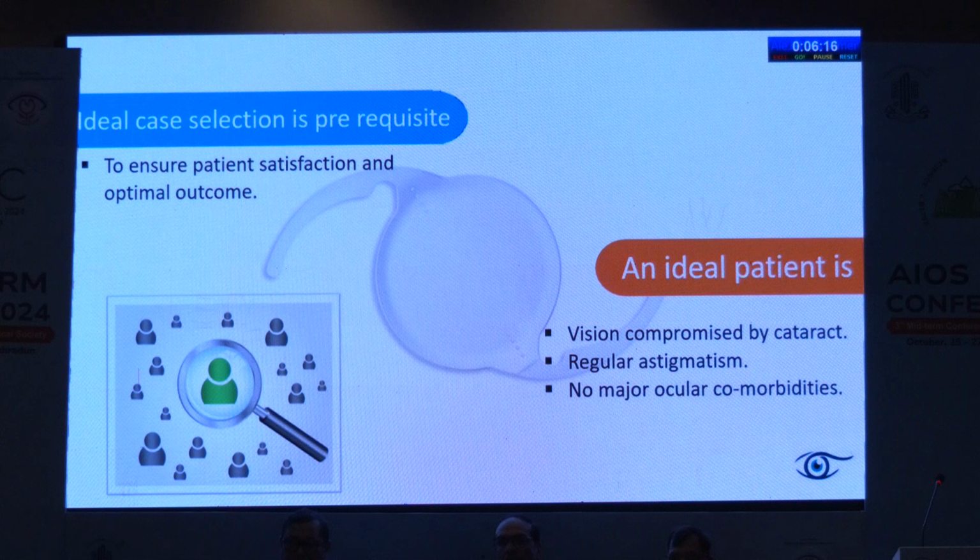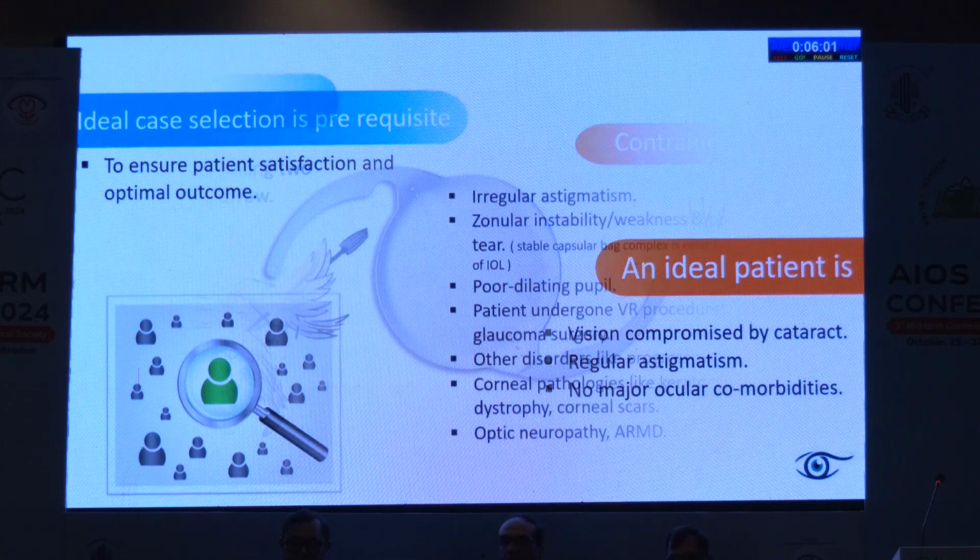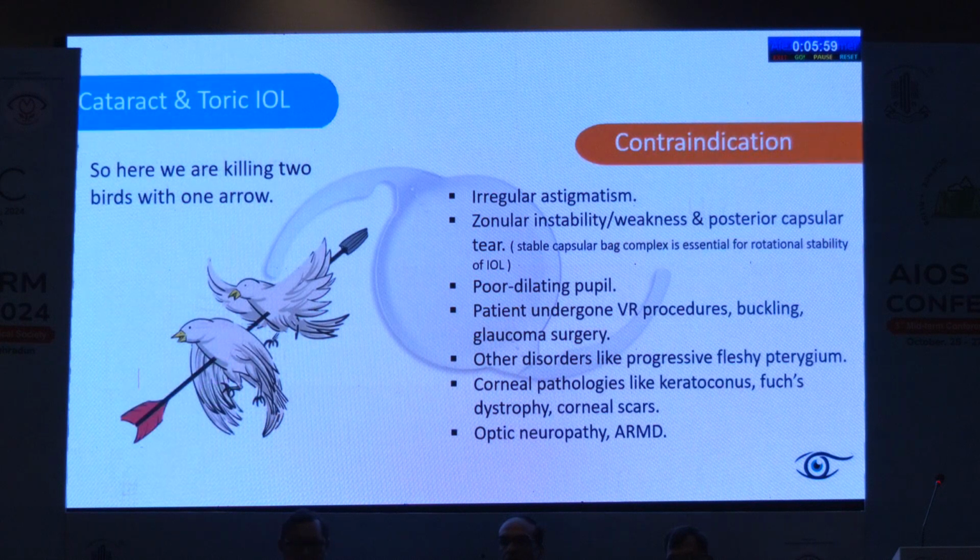Ideally, a patient for toric is where the vision is compromised by cataract, he has regular astigmatism, and there are no major ocular comorbidities. That is, any case where we can do phacoemulsification is our patient for toric IOL. So here we are killing two birds with one arrow. We are treating cataract as well as astigmatism.